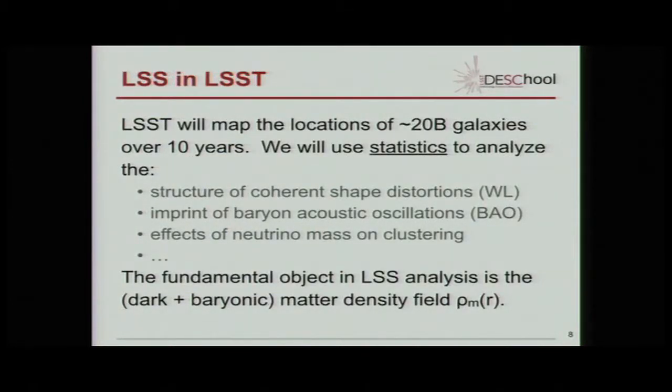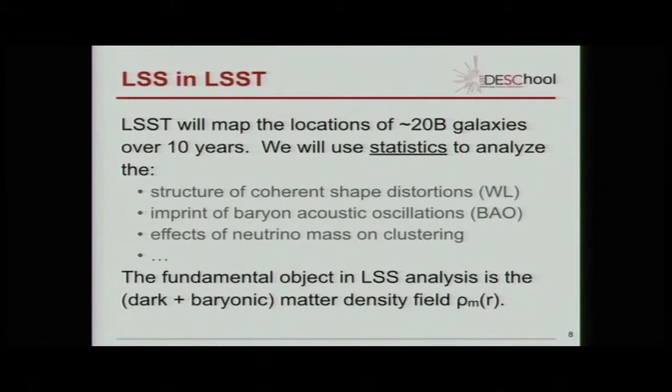Okay, so large-scale structure in LSST. LSST is going to map the locations of about 20 billion galaxies over 20 years. And as I showed you in those examples of structure, we have to use statistics to get anything out of that. But it's really a gold mine. We're going to be able to map the structure of coherent shape distortions. We're going to look for the imprint of baryon acoustic oscillations, look for the effects of neutrino mass on clustering.